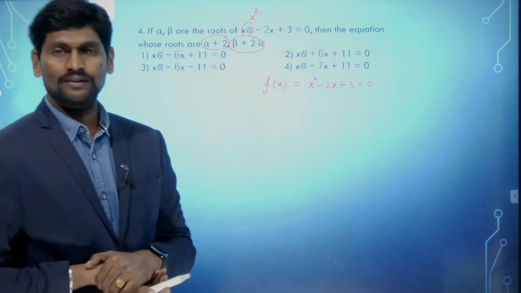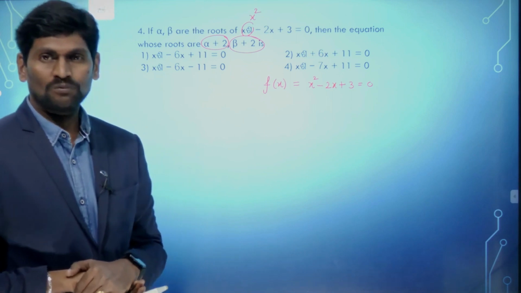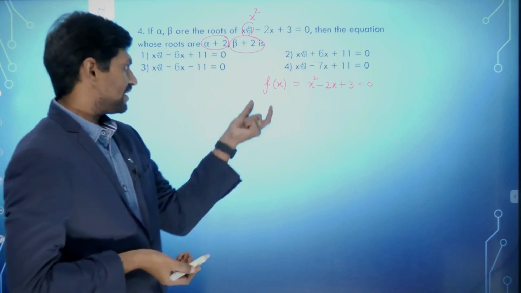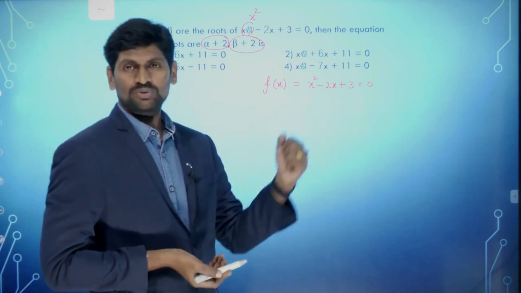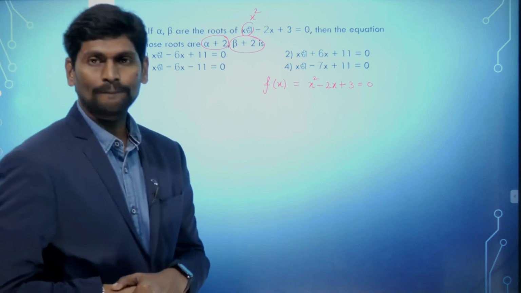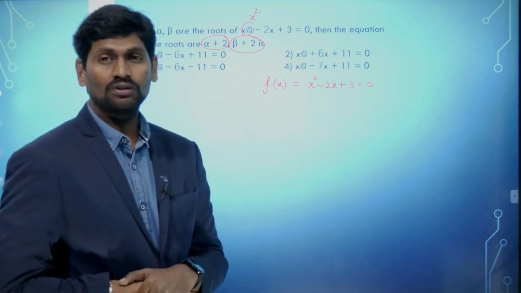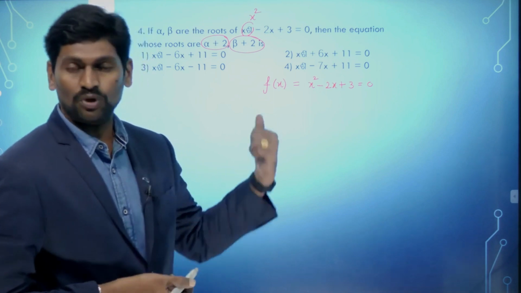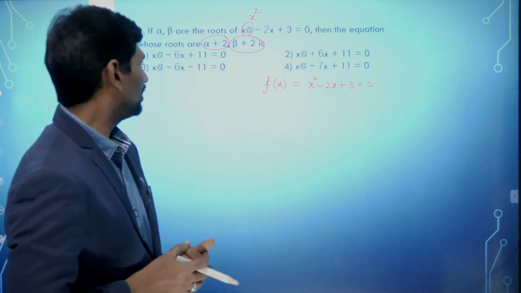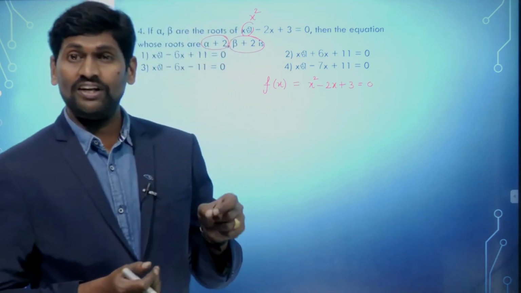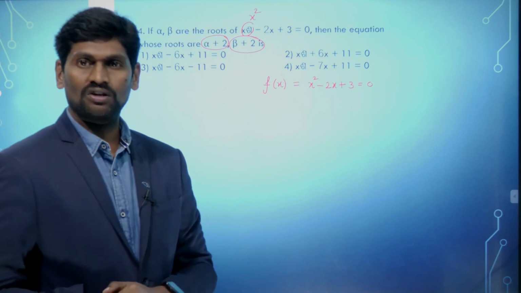Did you get that? What will be the required quadratic equation? If f of x is x square minus 2x plus 3 equal to 0, then what is the required quadratic equation, children? f of x minus k. What is the k value here? 2. That means f of x minus 2 is our required quadratic equation.